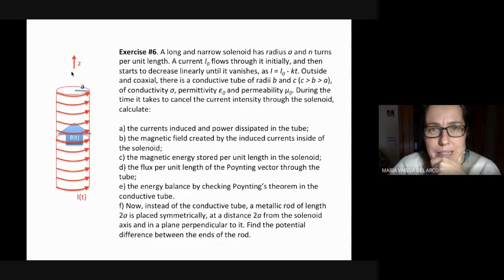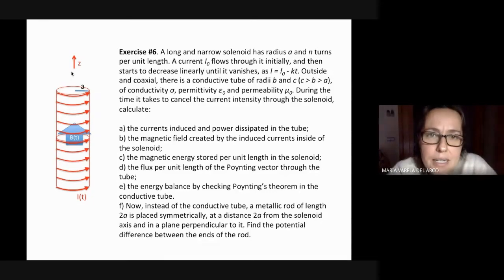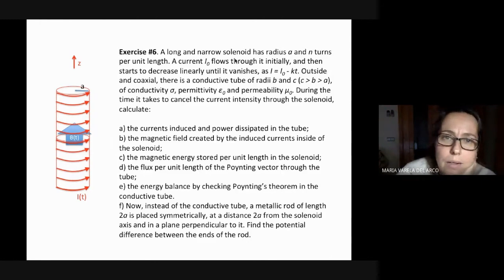And now we have problem number 6, which is very long and endless, okay? But pretty much summarizes everything. So exercise number 6 says that a long and narrow solenoid with a radius a and n turns per unit length, like this one here, has a current flowing through it initially, I naught, constant, but then we turn off the external power supply and this current starts decreasing until it vanishes, it goes to 0, right? So during this transient, the time dependence of the current is going to be I naught, the initial value, minus kt. So this is a linear dependence with time, okay?